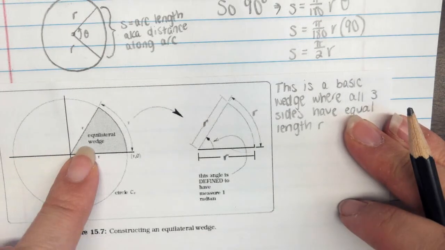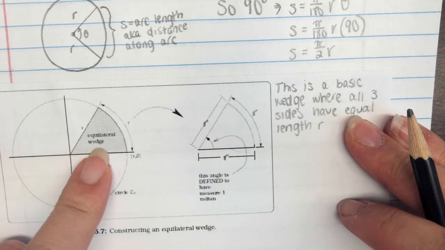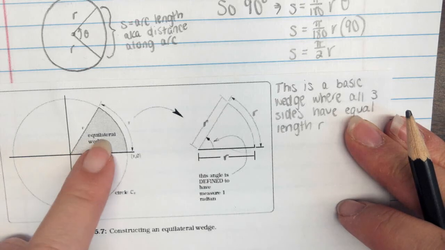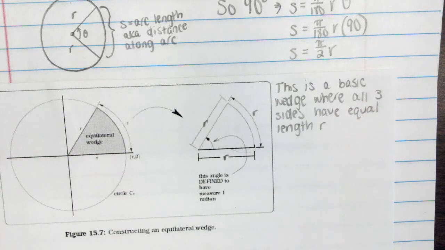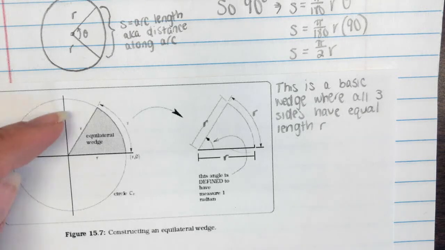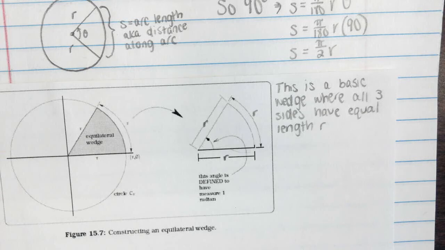We can also call that an equilateral wedge, right? And that again should make sense. You think of the word equilateral, back to your geometry days, an equilateral triangle has 3 equal side lengths, right? So an equilateral wedge would have 3 same side lengths.